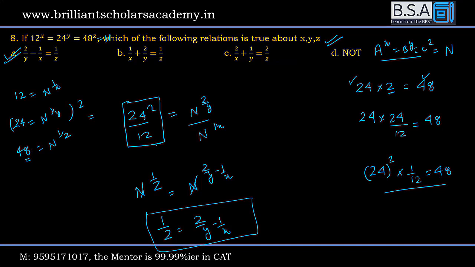Convert these numbers into a third number. The last number should be anything other than X, Y, Z. I assume the last number is n. So I transfer these powers and I got 12 is equal to n to the power 1 by x, n to the power 1 by y, n to the power 1 by z.